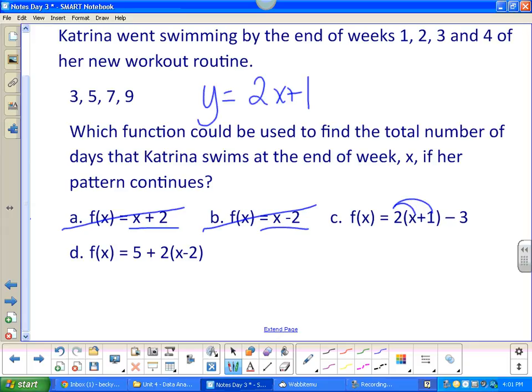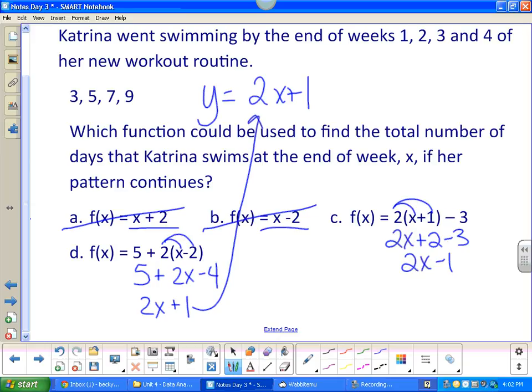And let's distribute. So that would be 2x plus 2 minus 3, which would be 2x minus 1, which is not what I want. So let's try D. Bring your 5 down. Distribute your 2. Bring your 2x. And then 5 minus 4 is a positive 1, and that is exactly what I want. So there he is. He was just hiding a little bit. Got to mess with him. And then we can match it to our answer.